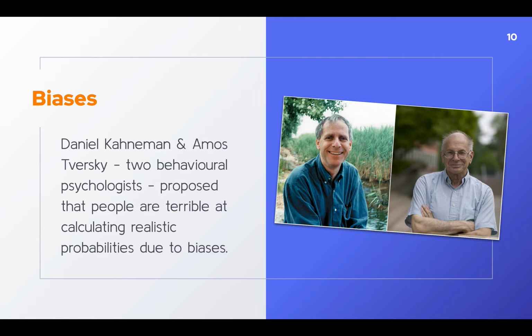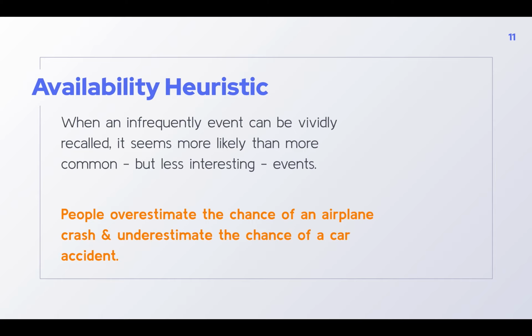Like if you asked someone, "Hey, what are the odds of this happening?" They would have no idea, because they have biases, they have preconceived notions. So one of them is the availability heuristic. If something can be vividly recalled, it seems more likely than more common but less interesting events. So something that's on the front page of the papers, you're going to think that's more likely than all the stuff that's not worth being in the news.